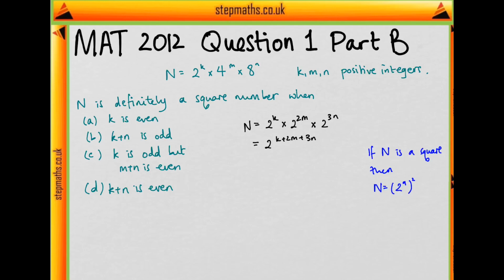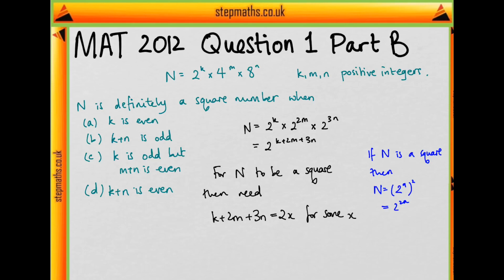If n was a square, then n is going to be equal to 2 to the something, all squared, i.e. this power is actually 2a, so it's going to be even. So if we want this to be a square, we want k plus 2m plus 3n to be even. Well, we know 2m is always going to be even, right? So that means we need k plus 3n to be even too, because if k plus 3n were odd, then when we added an even number to it, we would get an odd number, but we want an even number. So we need k plus 3n to be even.